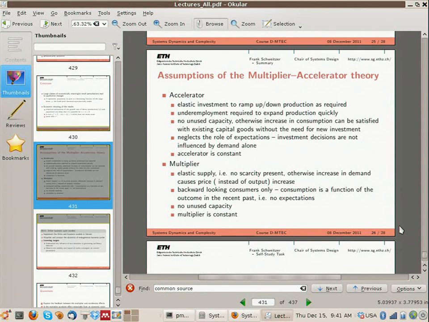But for example, in the Goodwin model, the second assumption, the multiplier, we don't have explicit... No, the Goodwin model doesn't have the multiplier and accelerator. The Samuelson and the Hicks models are basically mathematical formulations of the Keynes ideas. But the Goodwin model is completely different. It has no multiplier, no accelerator.